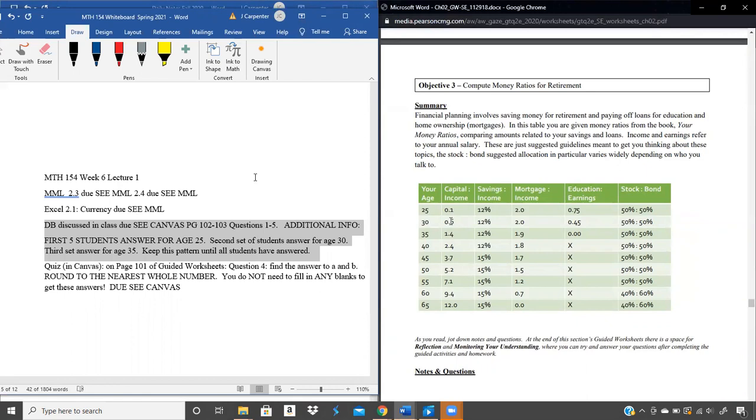Now these numbers get bigger and bigger as you get older and older, eventually to 12 when you're 65. Now you might be thinking, how am I supposed to have 12 times as much money set aside if I'm only making 1 times that? If I make $100,000 a year, how am I supposed to have $1.2 million set aside? Well, that's because it's not just taking the money you made that year, it's the money you've made for the last 20 or 30 or 40 years of working. So you keep adding to that pile and adding to that pile.